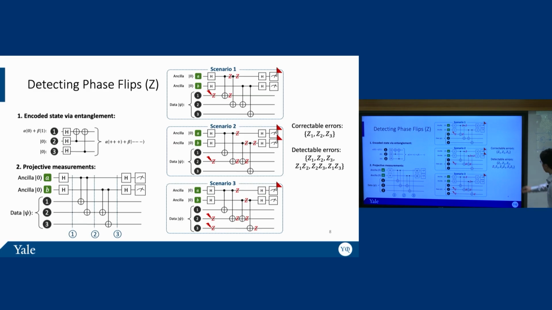And again, we can identify the correctable errors as the single qubit phase flips, and the detectable errors as single or double Z flips. Okay?